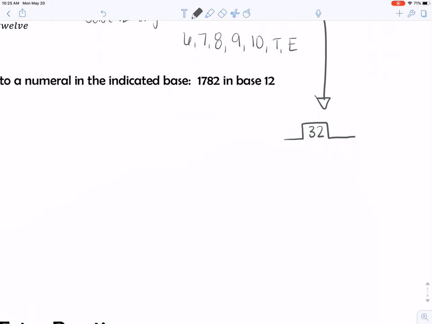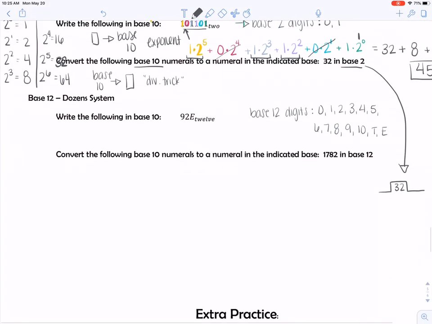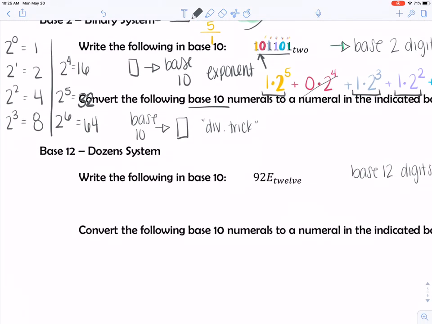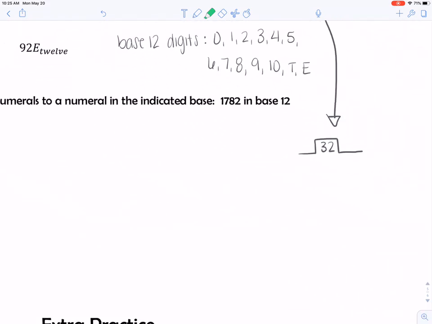So if you remember, I look at the list of exponents and see what's the biggest number without going over. Well, right there, 32 is 2 to the 5th. So I'm going to start at 2 to the 5th, which is 32, and I'm going to go in one time. 32 goes into 32 one time. And 32 times 1 gives me 32, which is going to give me 0 left over.